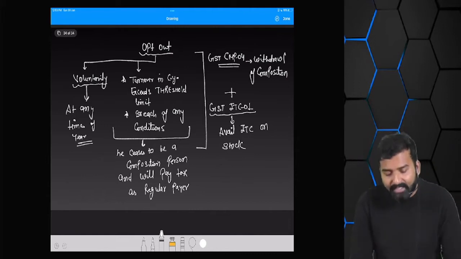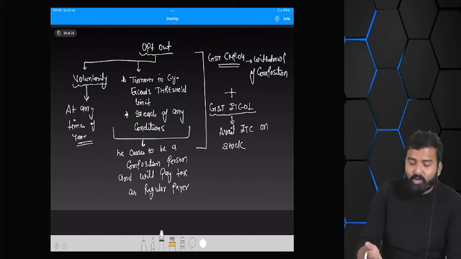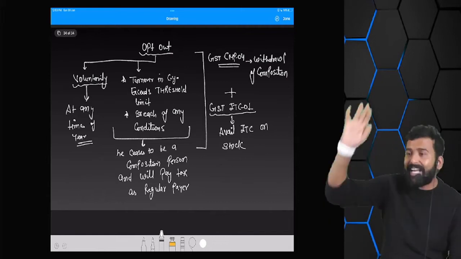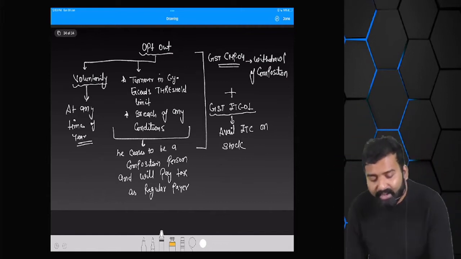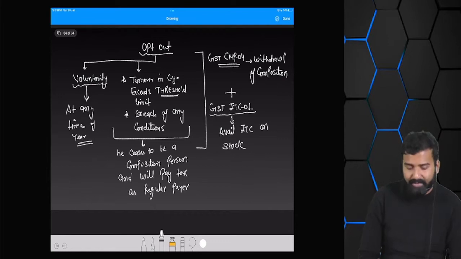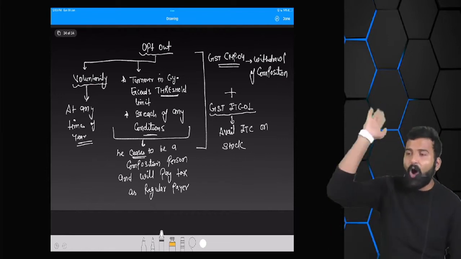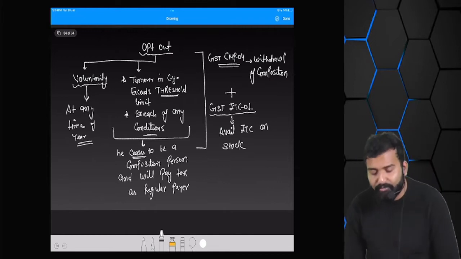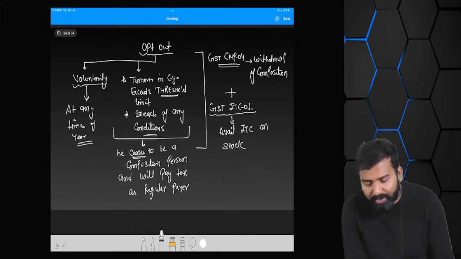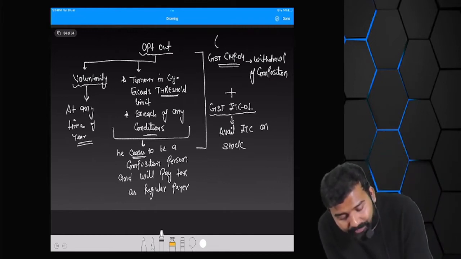Okay, and if the turnover exceeds the threshold limit, then you will be automatically out of the composition scheme from the date your turnover crosses the threshold limit. And if you are breaching any condition, you will be automatically out of the composition scheme and you have to then file CMP 04 for withdrawal. And within how many days? It is to be filed within 7 days.